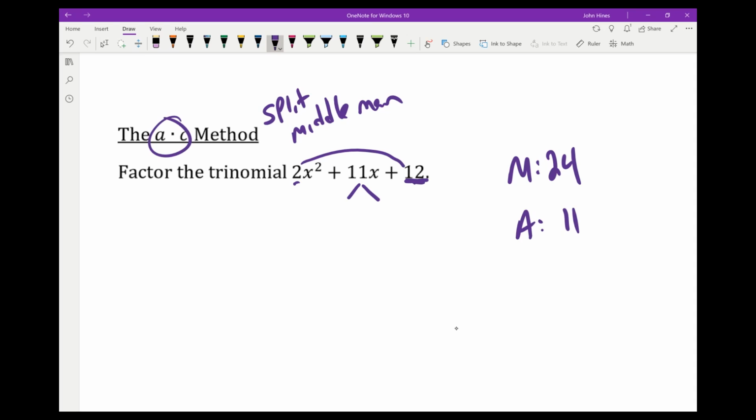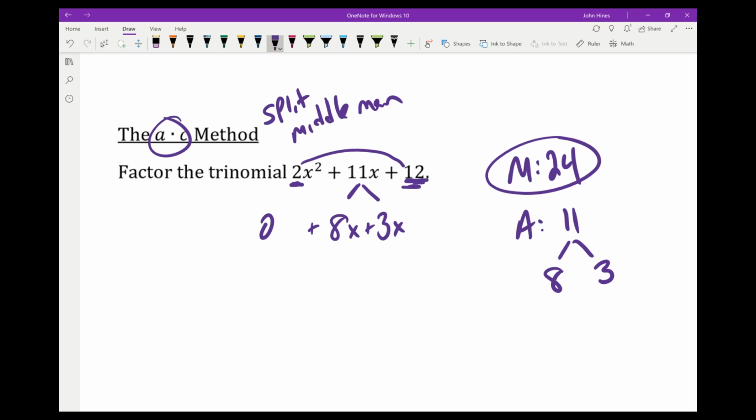So I call it the AC method because you're taking your leading coefficient and your constant to figure out what your multiplier is. So now I need to find 2 numbers that multiply to 24 and add to 11. I'm thinking it's 8 and 3. So that allows me to split my middle term. I split my 11x into 8x plus 3x.